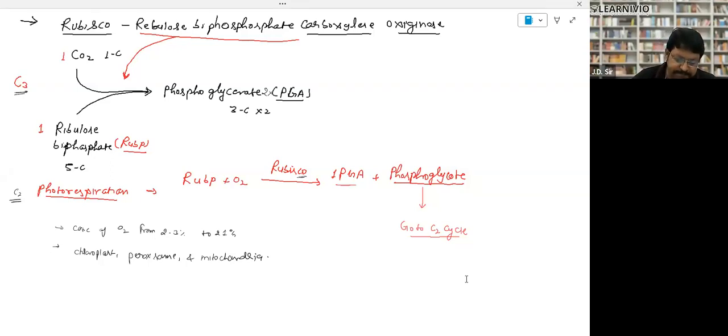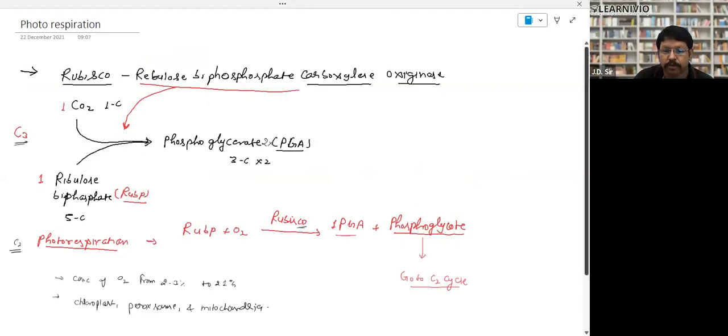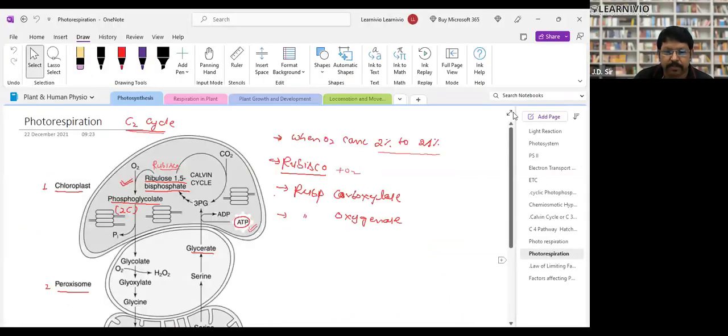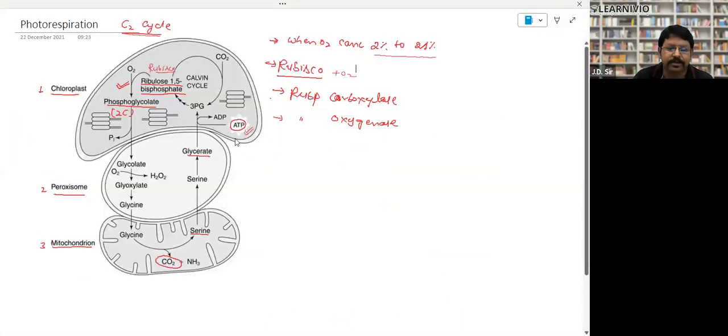You have already noted down the above reaction. Now I will tell you what the C2 cycle or photorespiration is. Take this screenshot and note it down after the class. This is the simplest cycle. The Calvin cycle goes on, but the oxygen concentration increases. So RuBP, ribulose 1,5 bisphosphate, reacts with O2, and phosphoglycolate is formed. Phosphoglycolate is a 2-carbon compound, and this is the first stable compound. That's why we call it the C2 cycle.